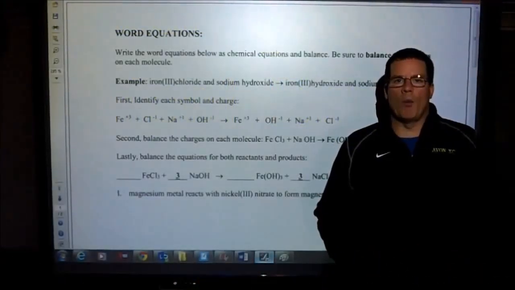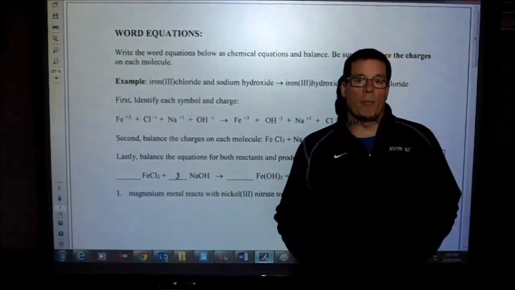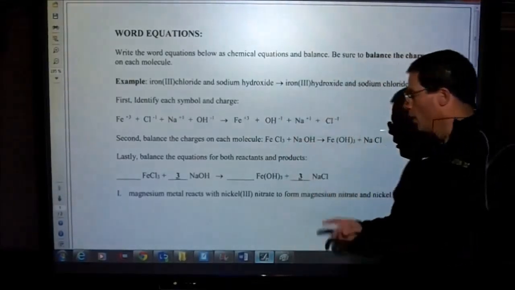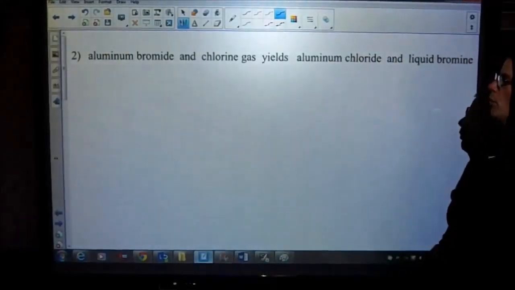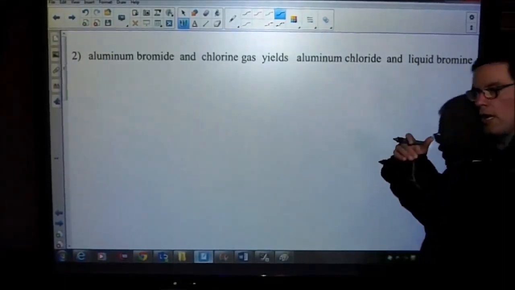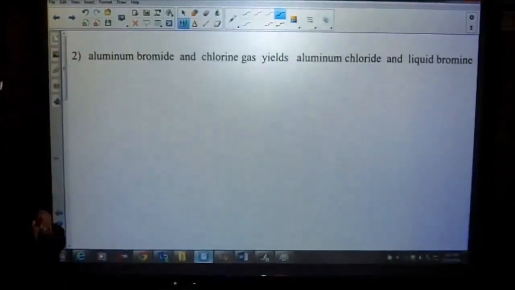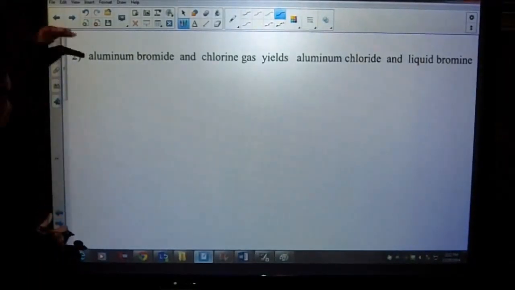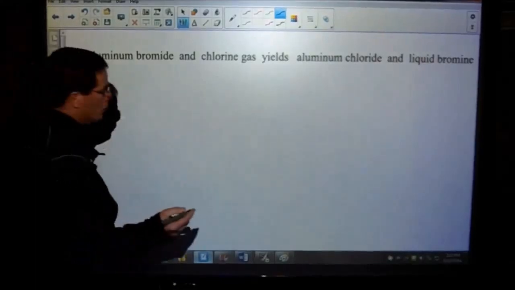I'm Mr. Craig, and I want to work out the even questions for balancing word chemical equations. So let's go right to the questions. Question number 2, and again, just like from the examples, be sure that we actually change this into the correct chemical equation. That means we need to change the word form into a chemical formula, if that's what it was looking for.